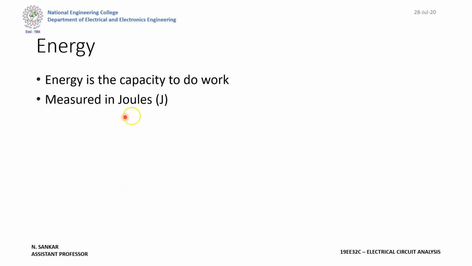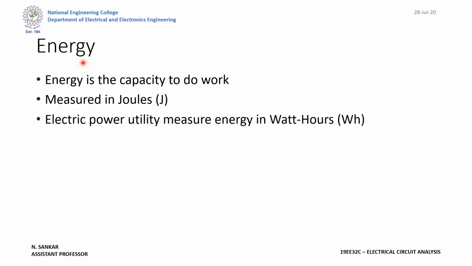Next one, energy. Energy is nothing but the capacity to do work. Simply we can say the normal conservation of energy: energy can be neither created nor destroyed, it can be transferred from one form to another form. Energy is nothing but the product of power and time. It is measured in joules, but in terms of electrical, in this chapter, we will represent energy in watt hours.